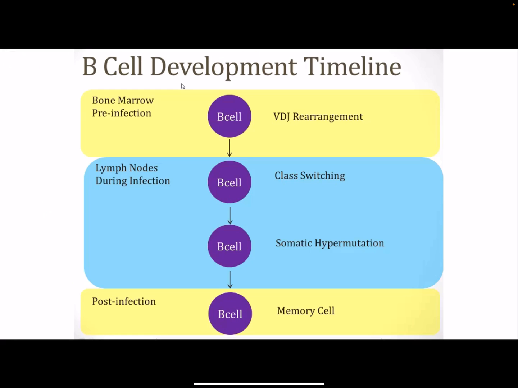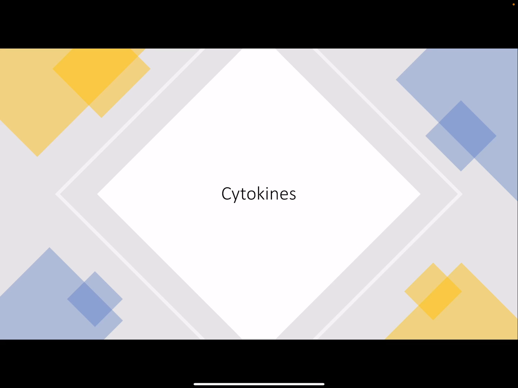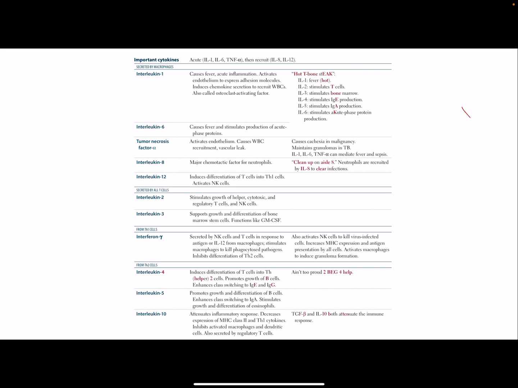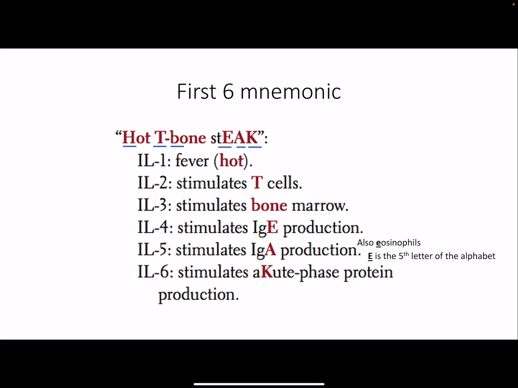All right, this is a lot of stuff, but let's recap: the VDJ rearrangement happens in the bone marrow. Class switching happens during an infection, once we've activated some B cells in the germinal center of our secondary follicle. This is also where somatic hypermutation comes in. And then after the infection, we make a memory cell. Let's talk about cytokines. A lot of stuff. Let's break this down. All right, so the first 6, IL-1 to IL-6: hot T-bone steak.